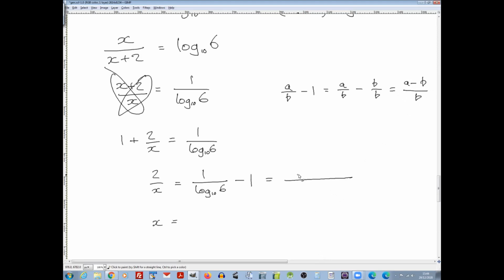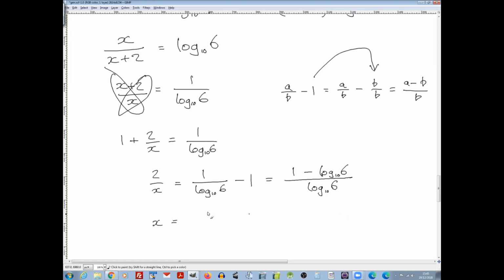Let's do that here. So 1 over log base 10 of 6 minus 1. If we follow this format, we've got to turn the 1 into b over b. Is that what we're doing here? We're turning 1 into b over b. So log base 10 of 6 over 2 log base 10 of 6.